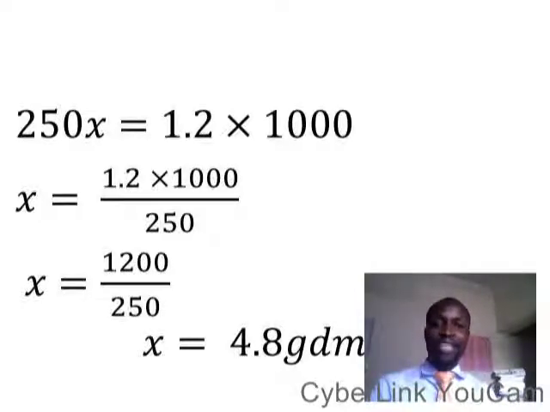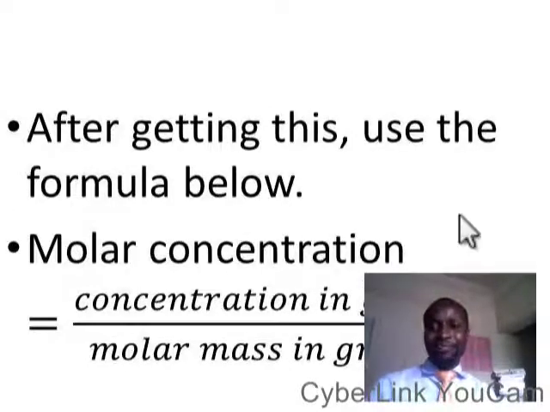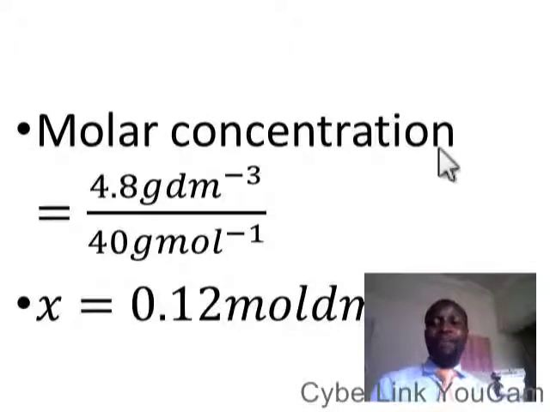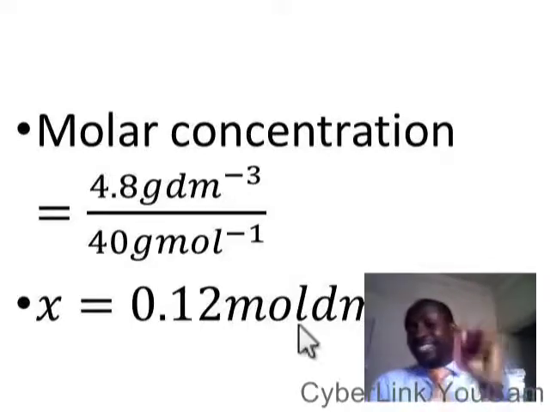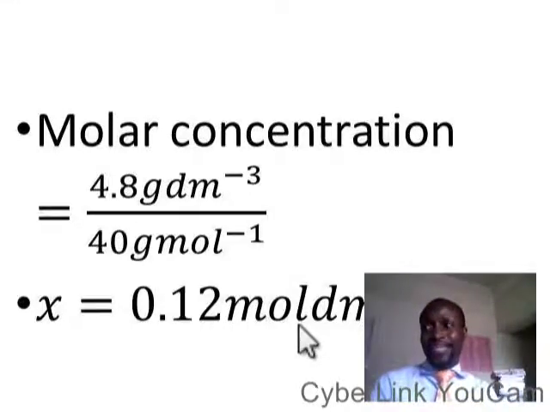After doing that, you get to see that the answer is 4.8 gram per dm cube. And after getting this, you can now use the formula. And what is the formula? Molar concentration is equal to concentration in gram per dm cube over molar mass in gram per mole. And at the time you have done this, just do your substitution. Molar concentration is that 4.8 gram per dm cube you got, divided by the molar mass, you will get 0.12 mole per dm cube. Isn't that interesting? Compare this answer to the first one you got. You see that they are the same.